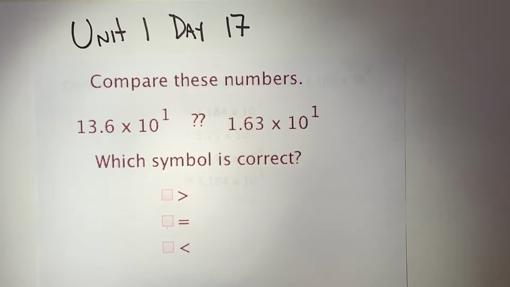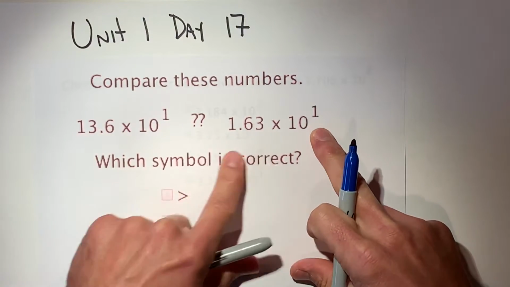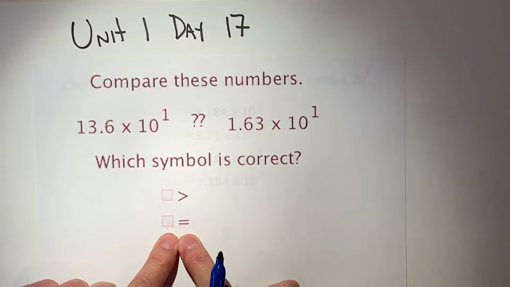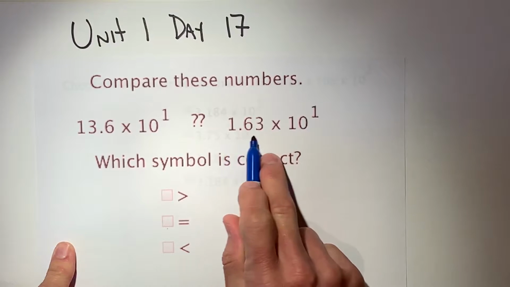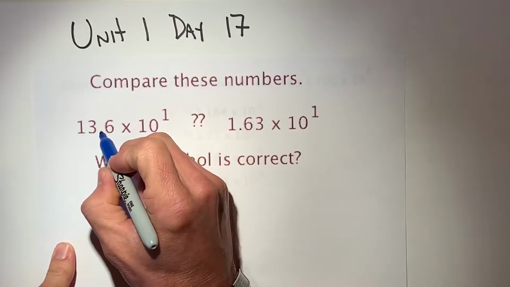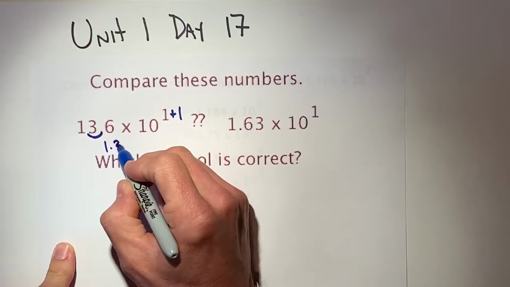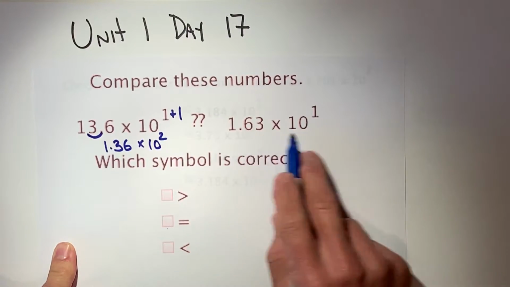Now, what if we have two questions that appear to be, once again, in scientific notation? My first thought is the exponents are the same, so it makes me want to choose this one. But when I look a little more carefully, once again, I notice that the coefficient or first term here is okay, but the coefficient here is incorrect. So I'm gonna again do my left one up one move, 1.36 times 10 to the second. And again, I'm not gonna rewrite this problem.